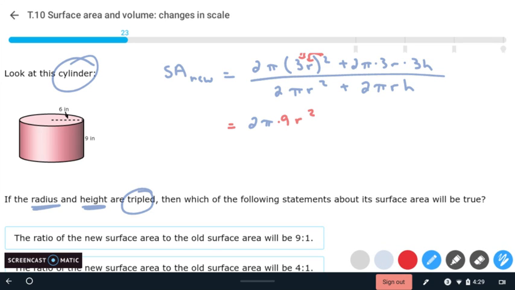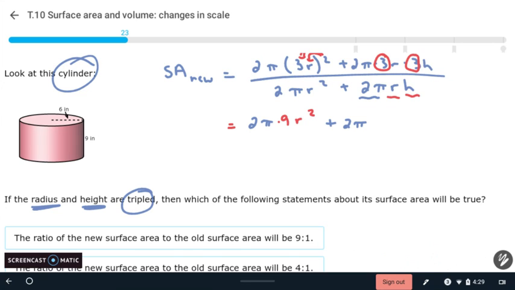And then if you keep going, we've got 2 pi, that's normal from the bottom, so plus 2 pi. But then we've got a 3r times a 3h. And the 3's are different. The r and the h are there like normal, but the 3 and the 3 are not. So I'm going to go ahead and multiply them. So times 9, and then the r and the h are normal. And now looking at this, the bottom, the denominator stays the same.